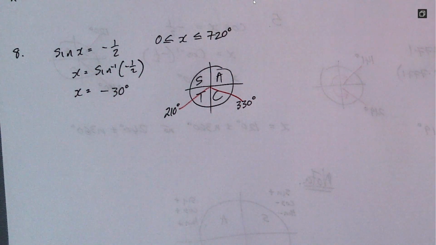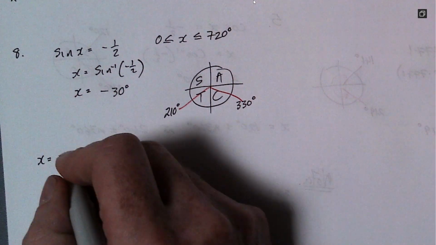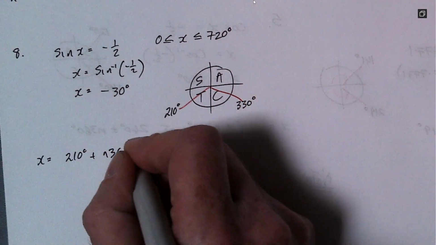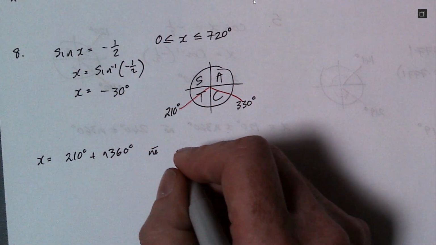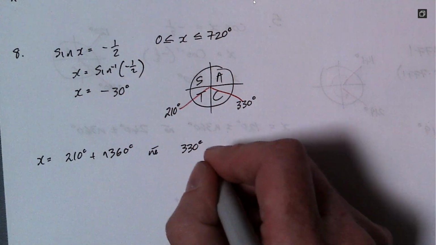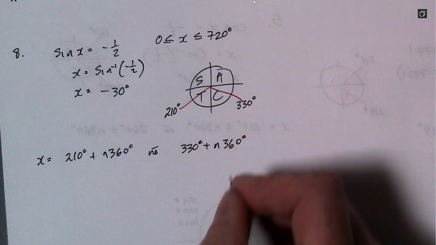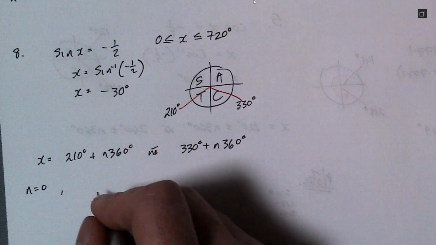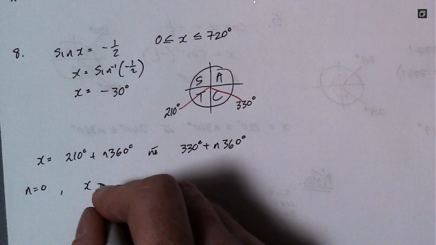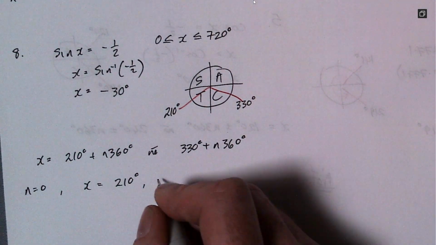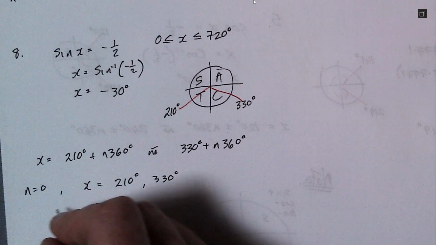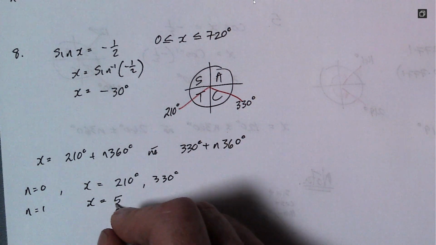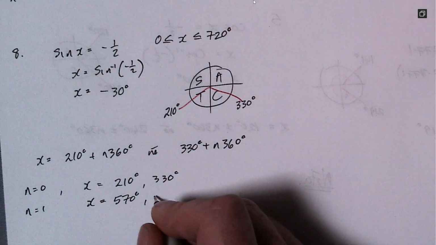So x quadrant 210 degrees plus n 360, and 330 degrees plus n 360. The rest we call 0 to 720. So the n quadrant 0 to x quadrant 210 and 330. Now the n quadrant to x quadrant 570 and 690.